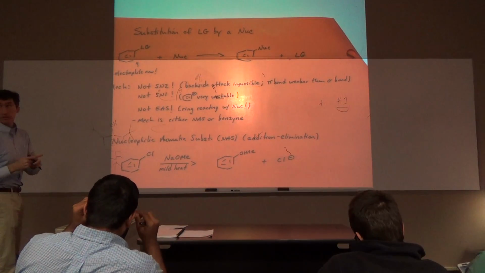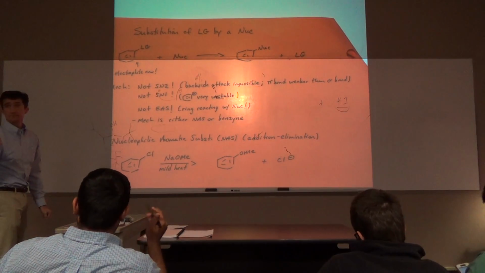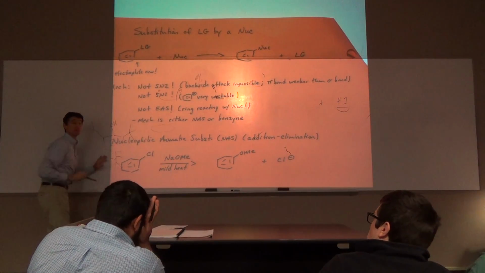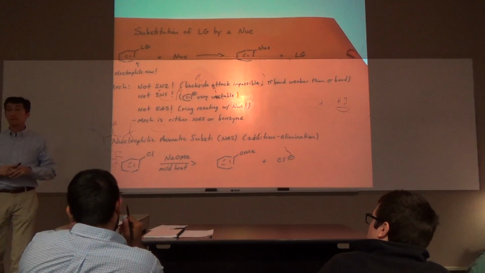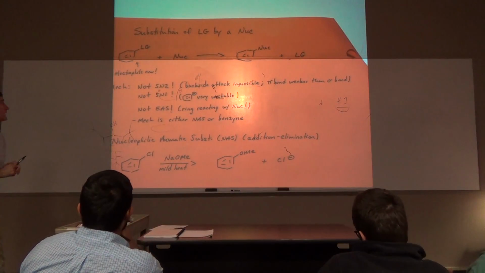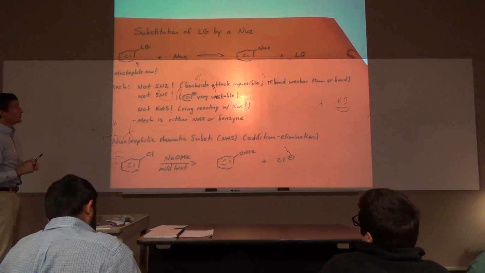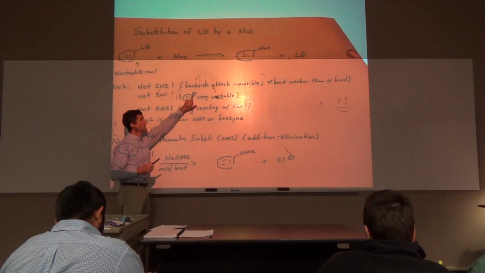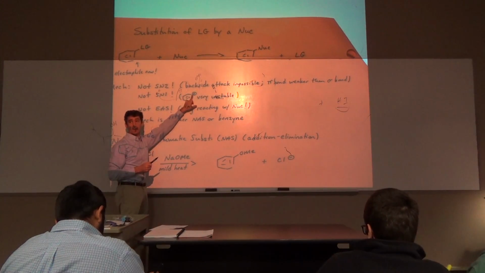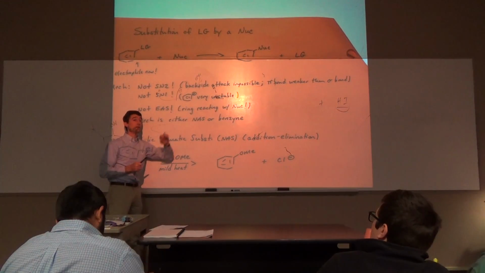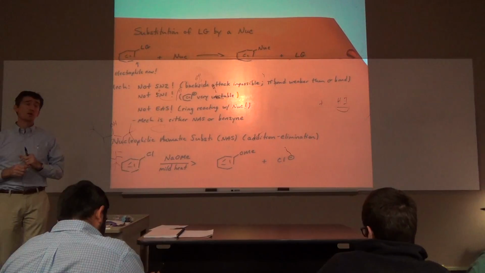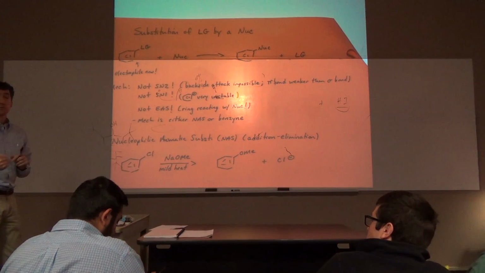Because SN2 only occurs on one type of carbon: tetrahedral. The leaving group isn't on a tetrahedral carbon, so it isn't SN2. It isn't SN1 because you would make a carbocation, and that carbocation is worse than a primary carbocation. You're not going to do that. So it's not either SN1 or SN2. Those are mechanisms that only occur when the leaving group's on a tetrahedral carbon.